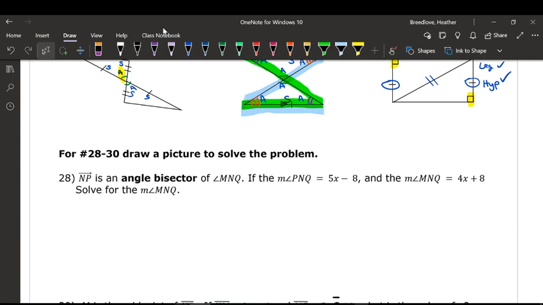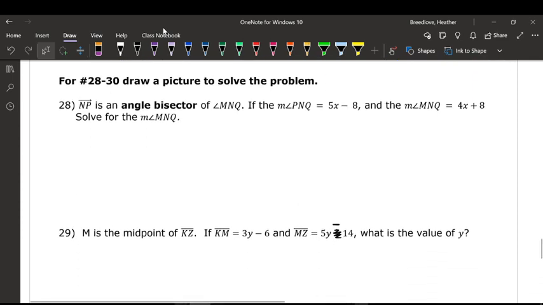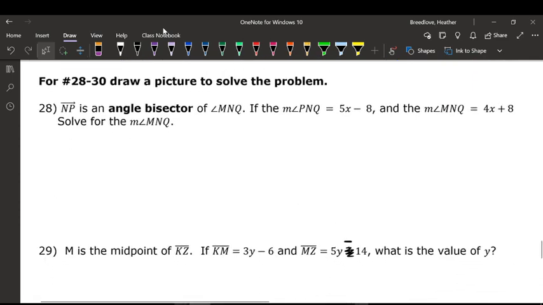All right, so for number 28 through 30, it says to draw a picture to solve the problem. It says NP, ray NP, is an angle bisector of angle MNQ. If the measure of PNQ is 5x minus 8 and the measure of MNQ is 4x plus 8, solve for the measure of MNQ. All right, so before we get to that second sentence, really we just need to set up a picture.